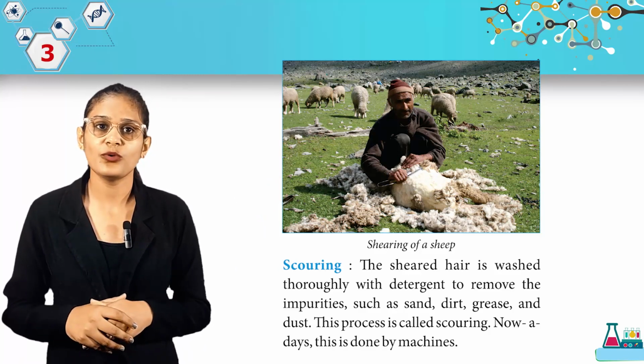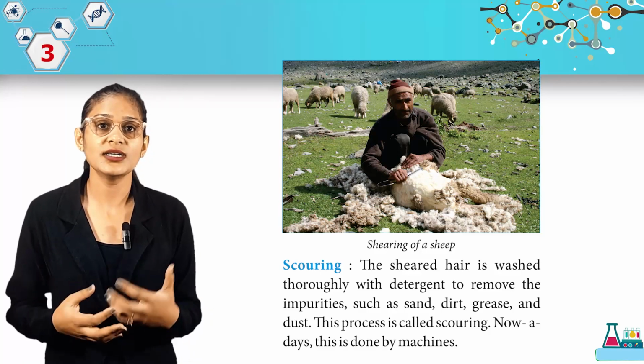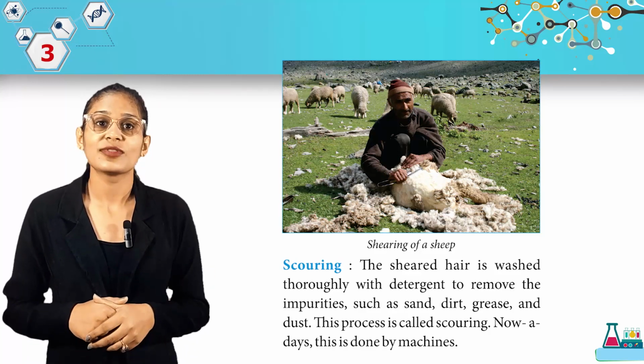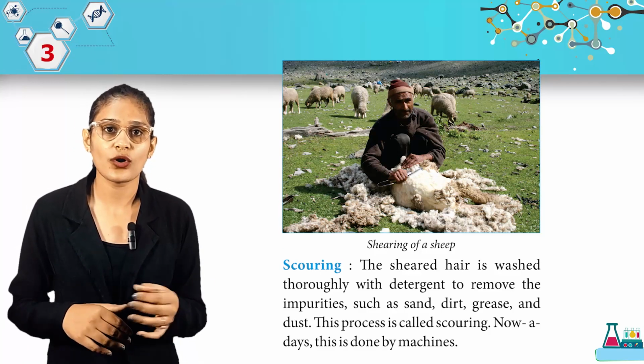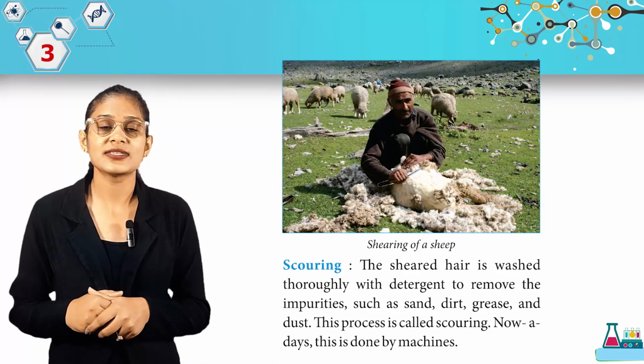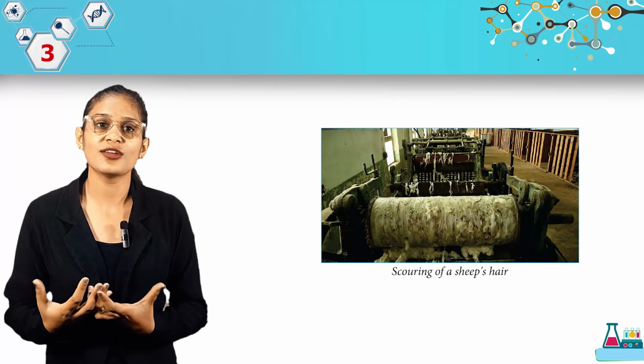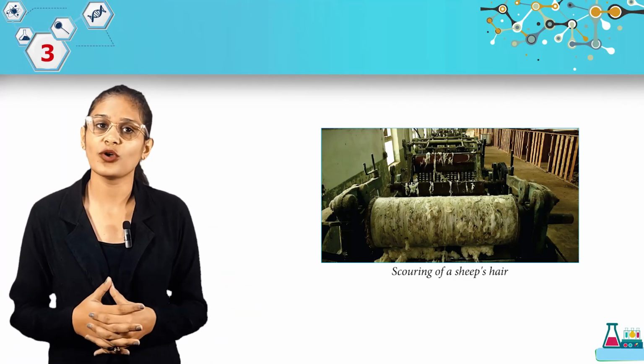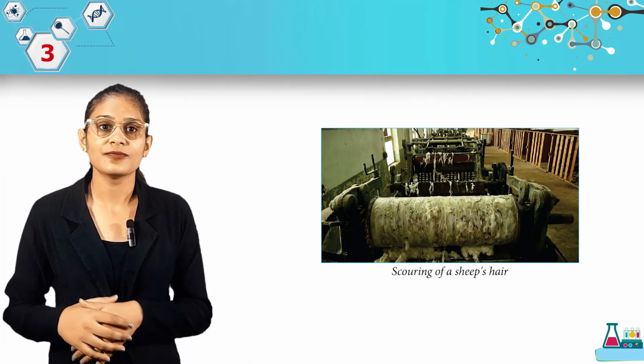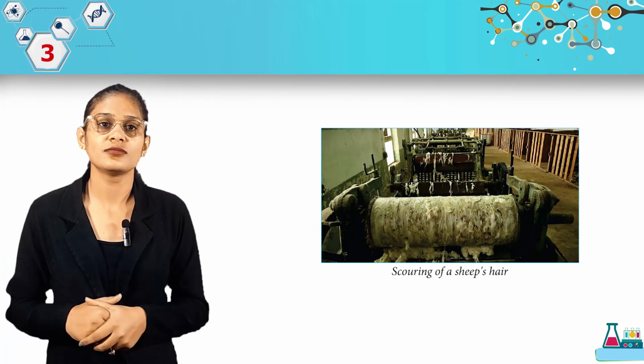Here we have scouring. The sheared hair is washed thoroughly with detergent to remove the impurities such as sand, dirt, grease and dust. This process is called scouring. Nowadays this is done by machines. So students, scouring is the process in which the sheared hair is washed to separate out impurities. Now look at this picture also.